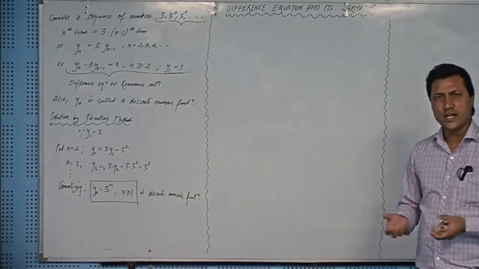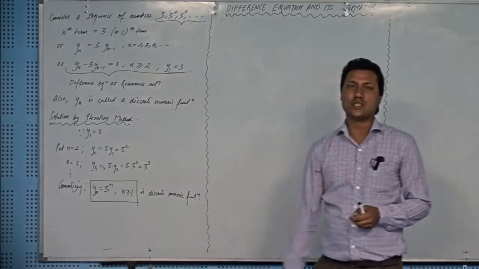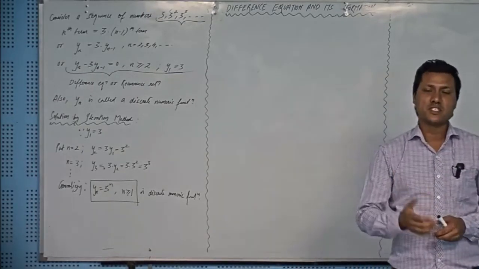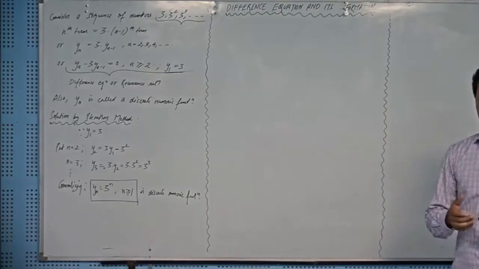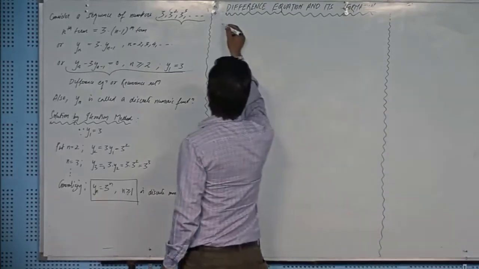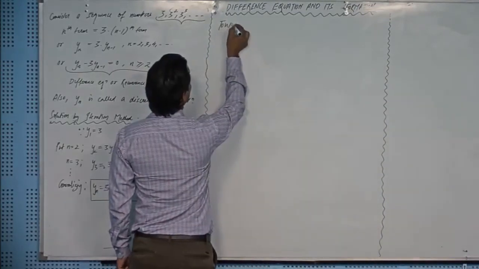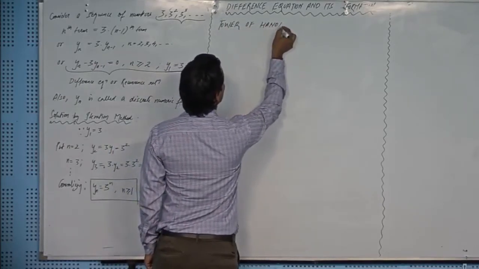So this is an example in which you can see that a difference equation is really used in real life. So I will start with the famous example that is called the Tower of Hanoi problem, where this difference equation is used to solve it. So I will write that, Tower of Hanoi problem.